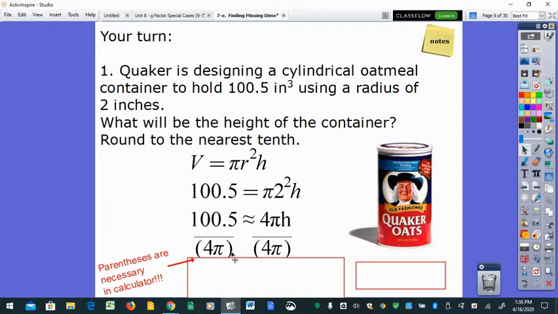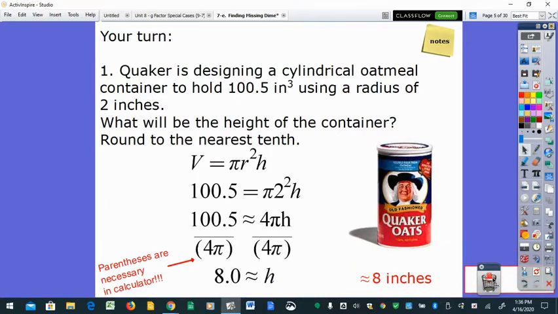Pause the video, try it on your calculator. Let's make sure we're going to get the same answer. All right, so when I took the 100.5 divided by the product, the multiplication of 4 pi, and I showed the calculator that by putting it in parentheses, you should have gotten about 8.0 is the h. Now, our units here are inches, and since this is the height, it's straight units, not squared, not cubed. So the height of the can is about 8 inches.